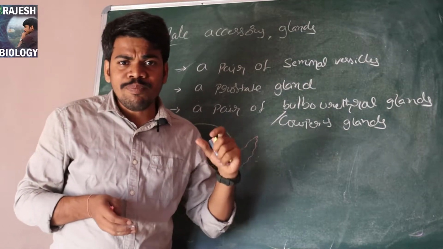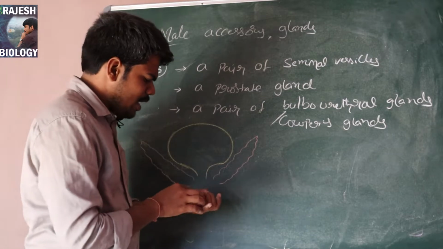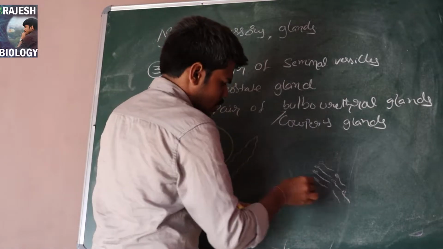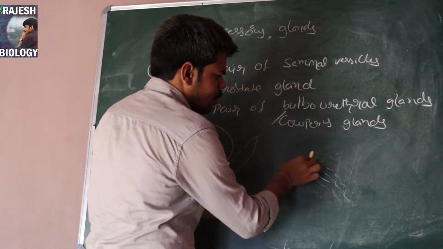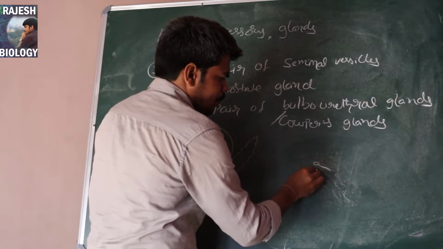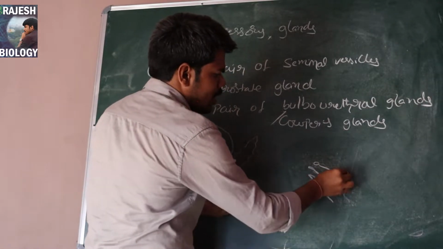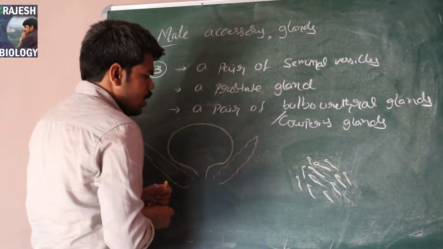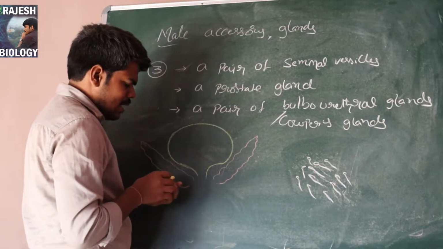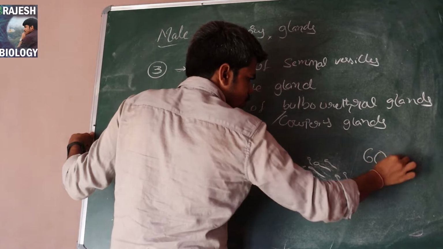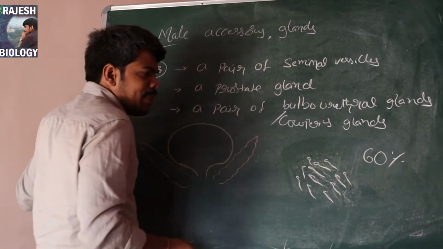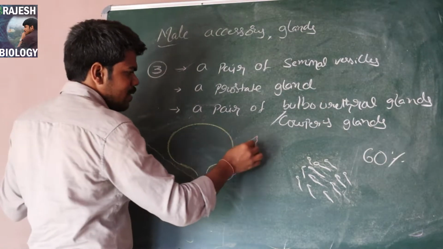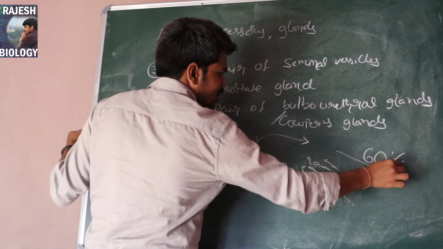In semen, 60% is seminal fluid. For example, these white structures are sperm cells, and this yellow structure is semen. So in this semen, spermatozoa are there and seminal fluid is also there. 60% of the semen constitutes the secretions of the seminal vesicles. Seminal vesicles contribute how much? 60% of the seminal fluid.